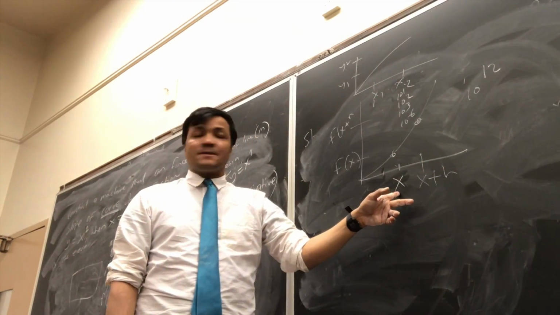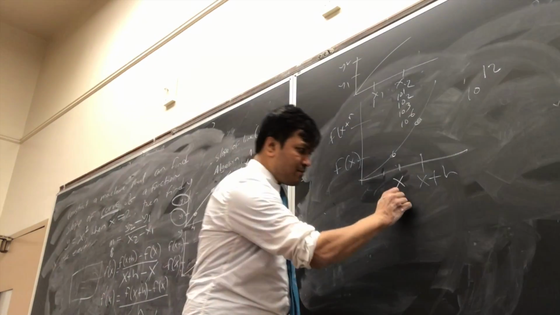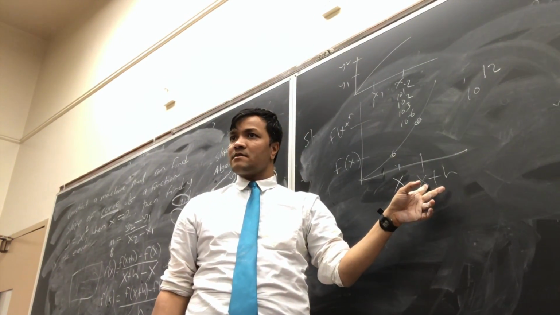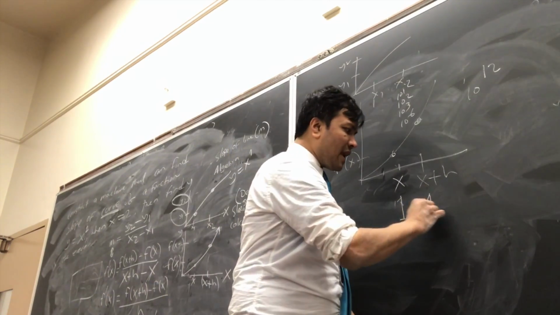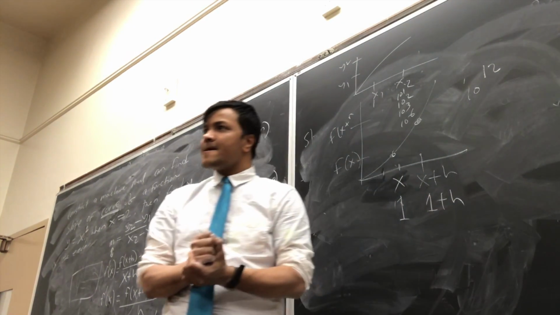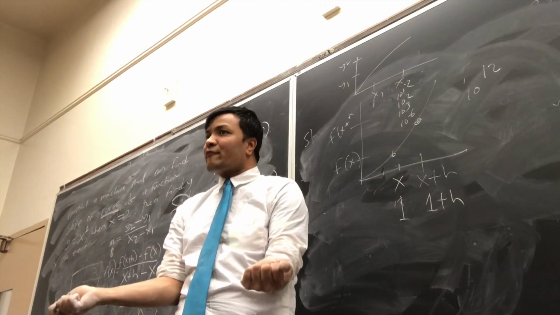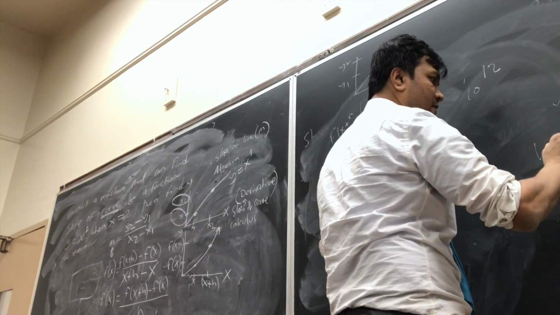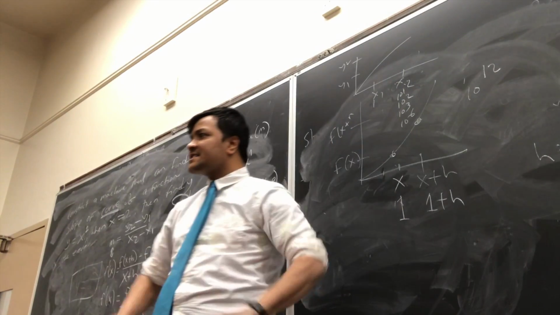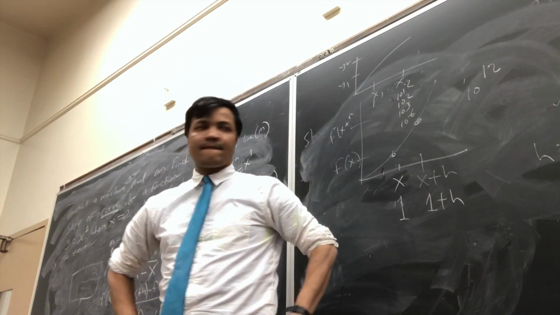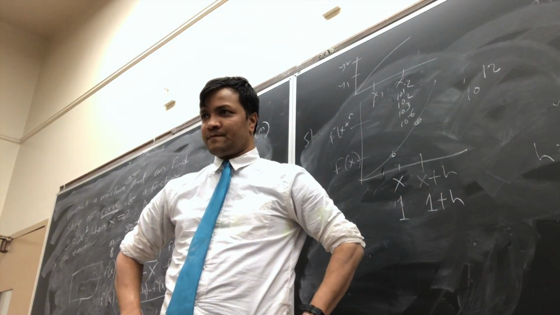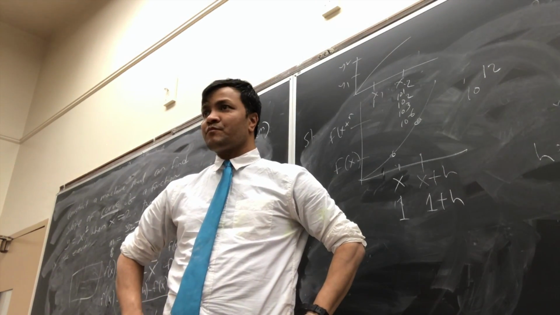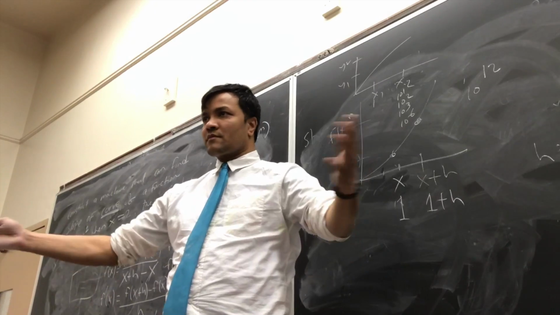If x is 1, then what is this x plus h? It's 1 plus h. Now, 1 plus h is a number, right? How big can the h be? No limit. How big can the h be? Limitless.